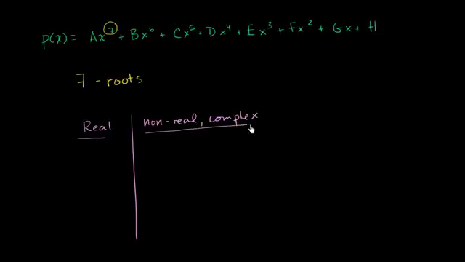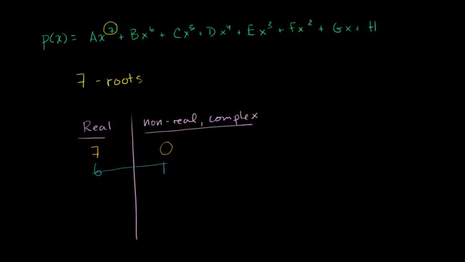So you could have 7 real roots, and then you would have no non-real roots, and so this is absolutely possible. Now, could you have 6 real roots, in which case that would imply that you have 1 non-real root? Well, no, you can't have this, because the non-real complex roots come in pairs, conjugate pairs. So you're always going to have an even number of non-real complex roots. You can't just have 1. So let's rule that out.